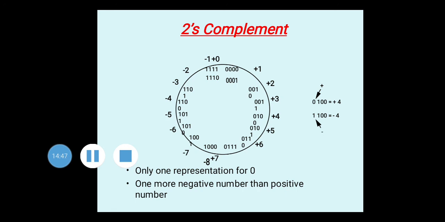That means +3 is 0011, and -3 in the twos complement method is 1101. I want you all to verify this and let me know. Thank you.